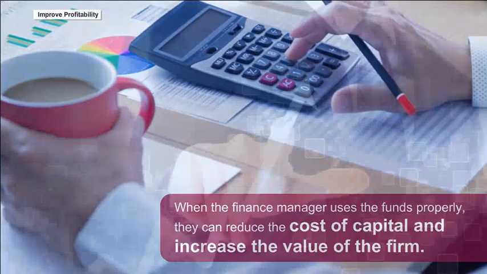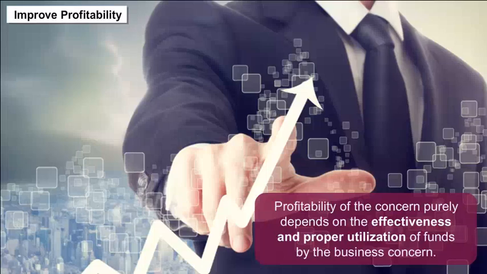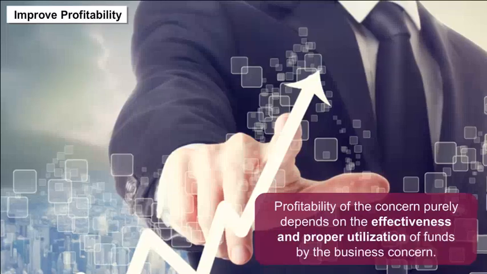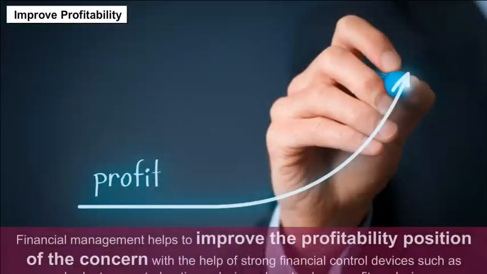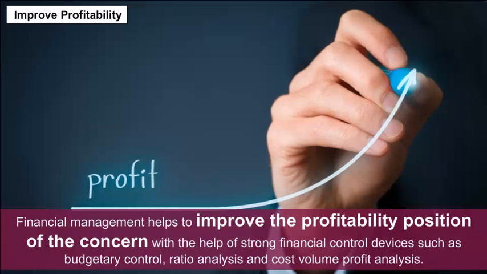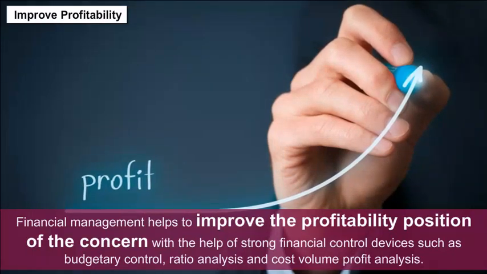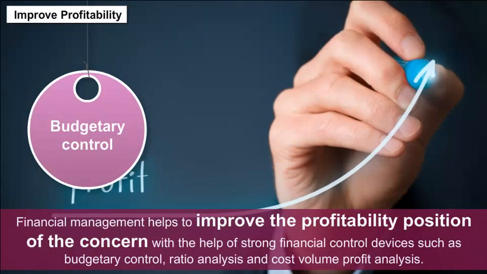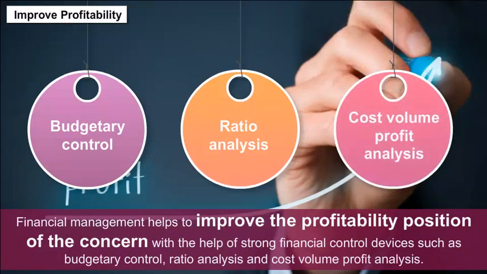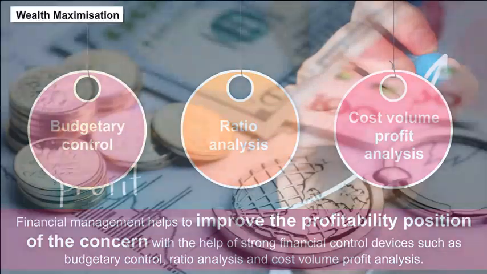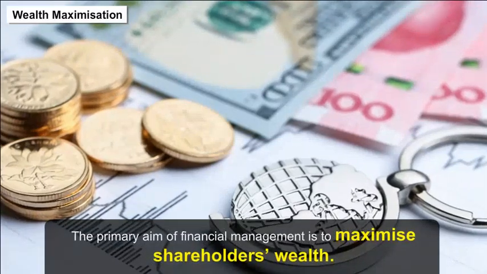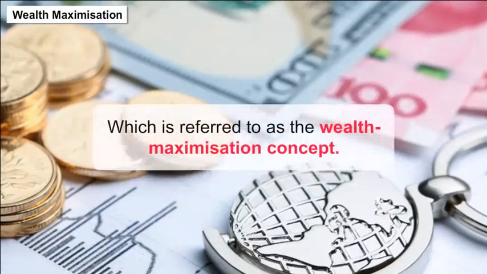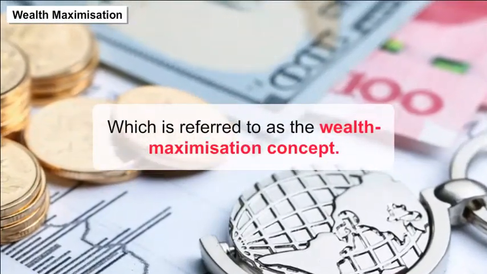the firm. Improve profitability. Profitability of the concern purely depends on the effectiveness and proper utilization of funds by the business concern. Financial management helps to improve the profitability position of the concern with the help of strong financial control devices such as budgetary control, ratio analysis, and cost-volume-profit analysis. Wealth maximization. The primary aim of financial management is to maximize shareholders' wealth, which is referred to as the wealth maximization concept.